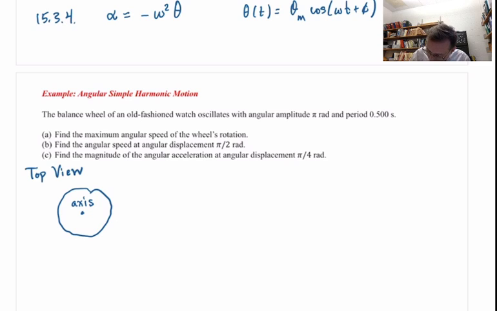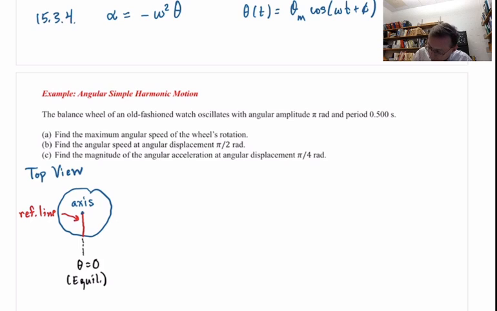And imagine that we have a reference line, I'm drawing it here in red, that's been painted on the wheel. It goes from the axis out to the edge. And then we've got a fixed label for where theta equals 0 is. That's equilibrium for the wheel. If I put it there and left it alone, it would just stay. But somehow we get this wheel oscillating about the axis right there in the middle.